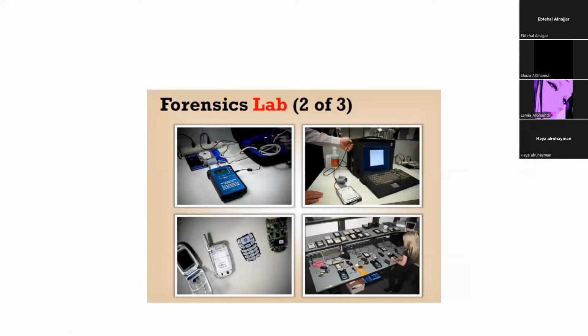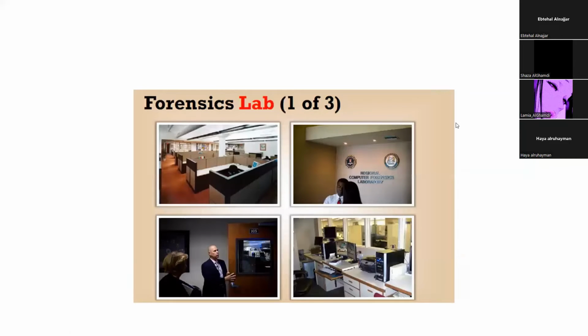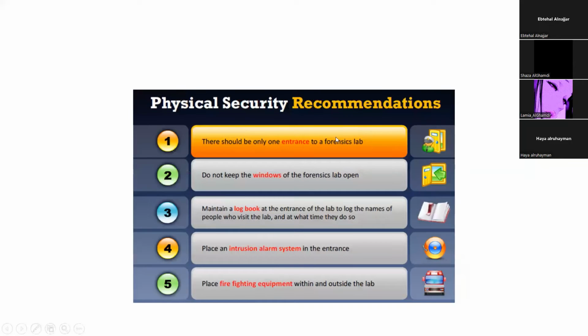And again, here, guys, it's giving you simple recommendations on how to secure this lab from someone internal going inside your lab. Basically, there should be only one entrance to the forensics lab, so there are no windows. But if you have windows, then you need to secure them to make sure they are closed all the time.